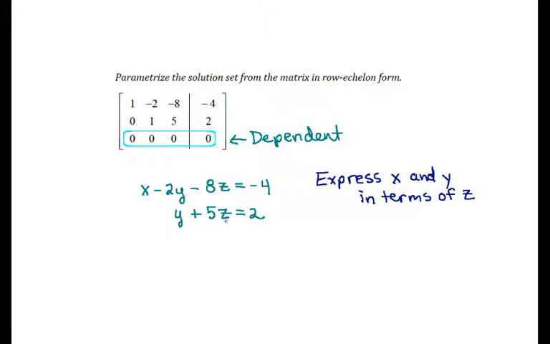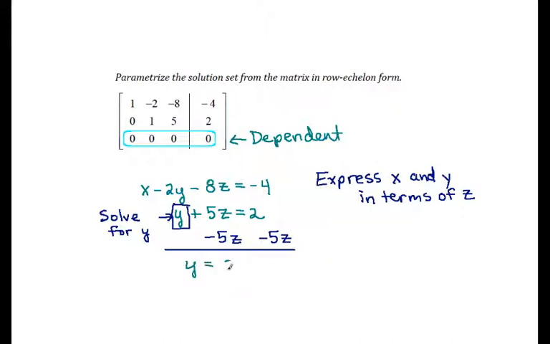So what we do is this. I'm going to just solve this bottom equation for y in terms of z. To do that, I would subtract 5z from both sides. And that gives me y equals 2 minus 5z.